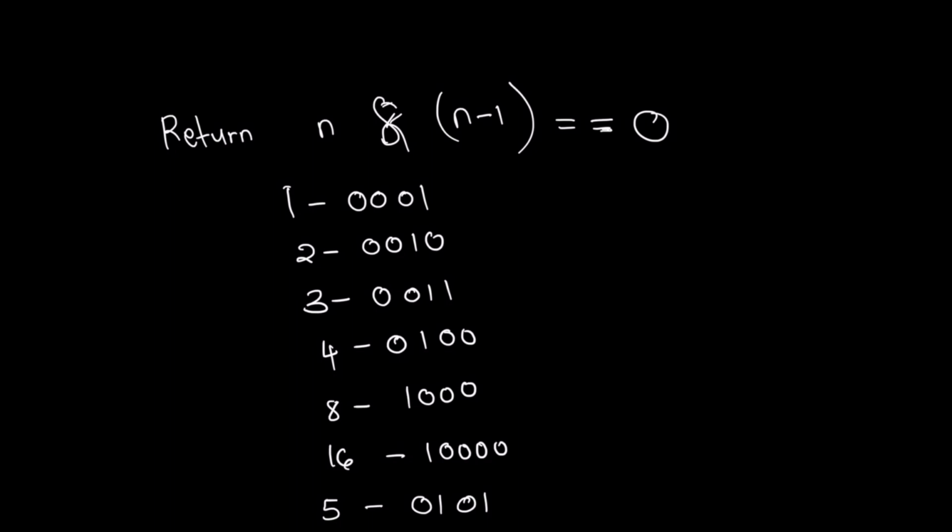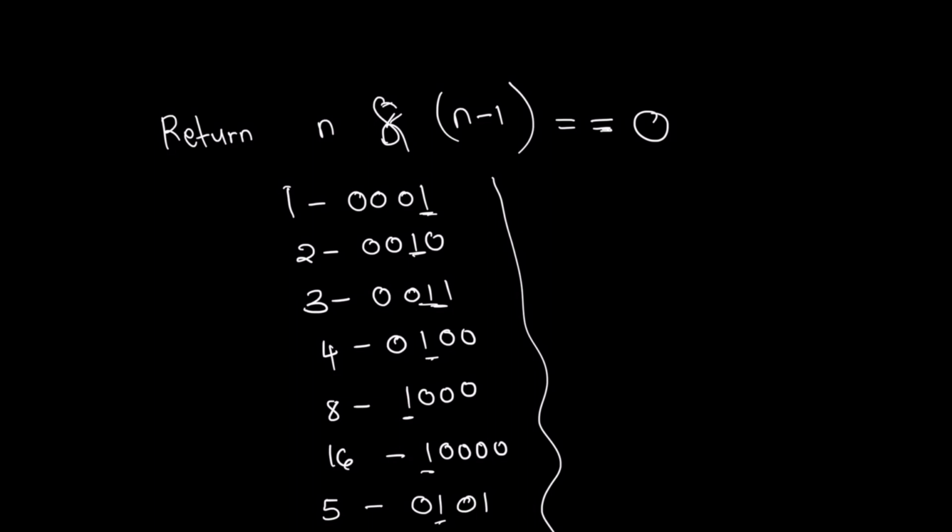Basically, I want you to notice something. When you look at these numbers, you notice that numbers which are powers of 2 only have one digit that is 1. So if you look at this, we also have 2, we also have 4, we also have 8, we also have 16. But if you look at the numbers that are not powers of 2, you will notice that they have more than one digit that is 1. That is something you need to remember because it is a characteristic of numbers that are powers of 2.